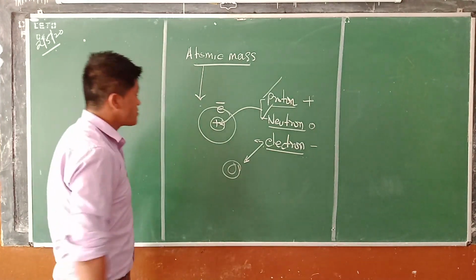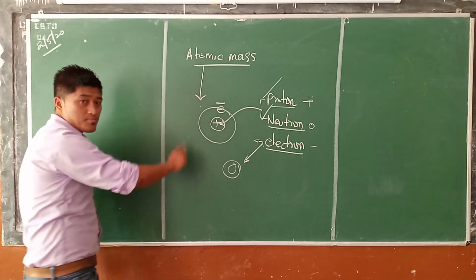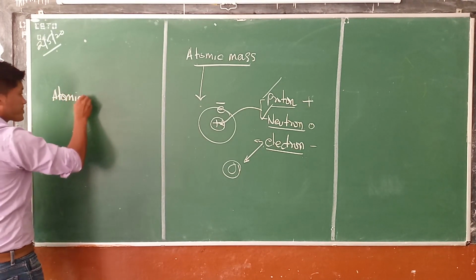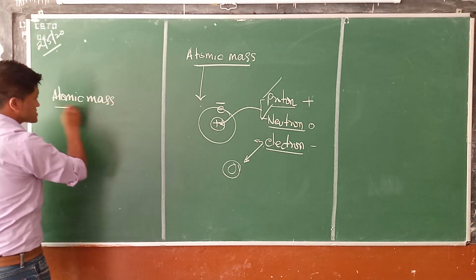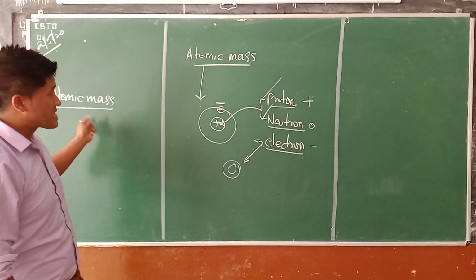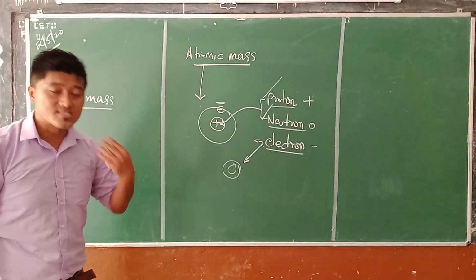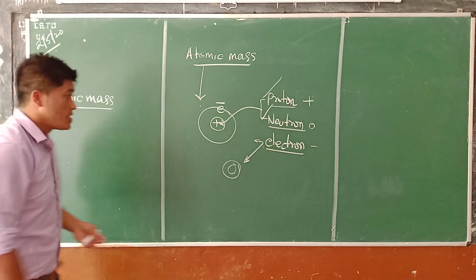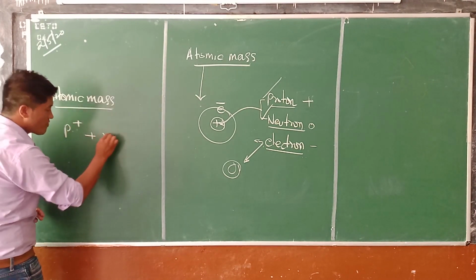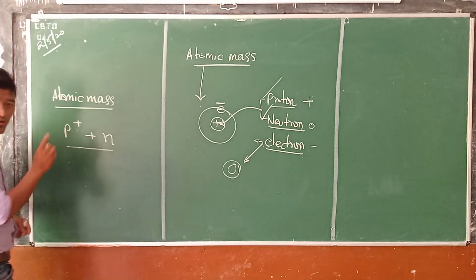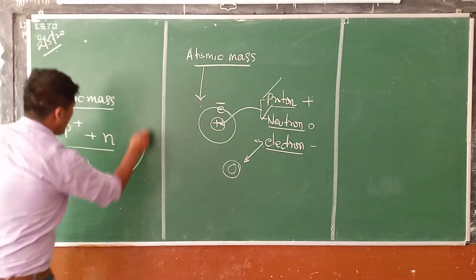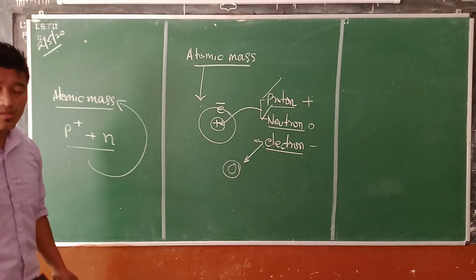Is that clear? So whenever we come across atomic mass, what is important to know is that when you are calculating it, you have to add up the number of protons plus the number of neutrons. When you add the number of protons plus the number of neutrons, you get the value of atomic mass. Is that clear?